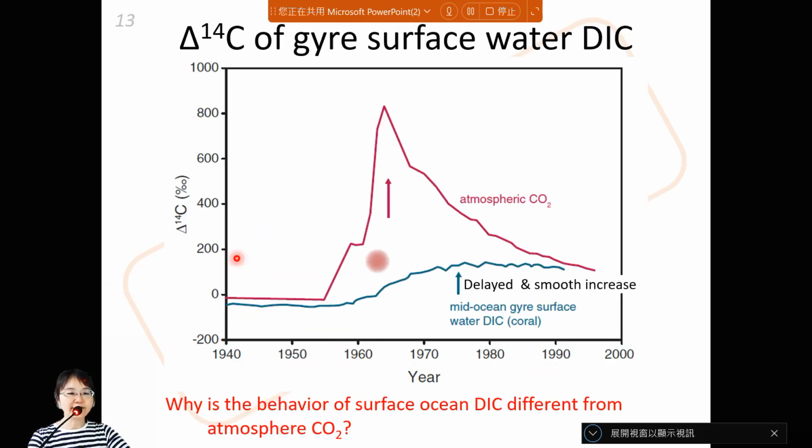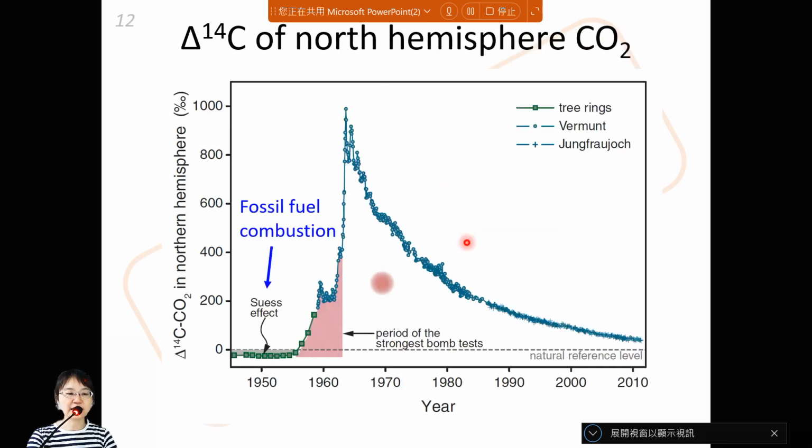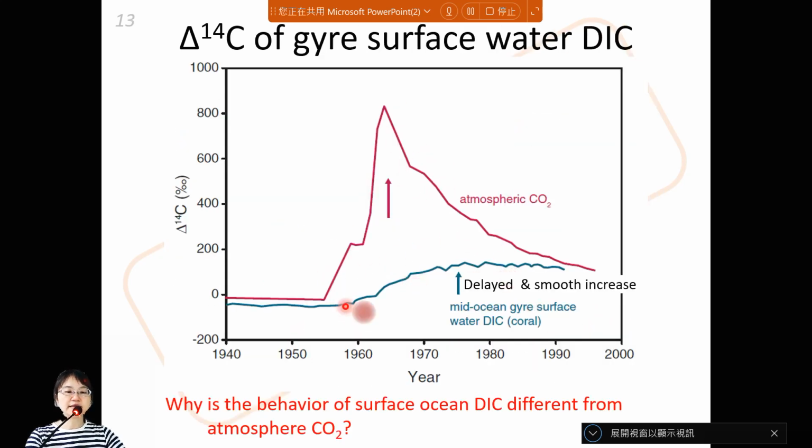And this graph compares the atmospheric CO2, which is exactly this graph, and seawater. This is surface seawater at mid-ocean gyre surface. The type of carbon measured is DIC.